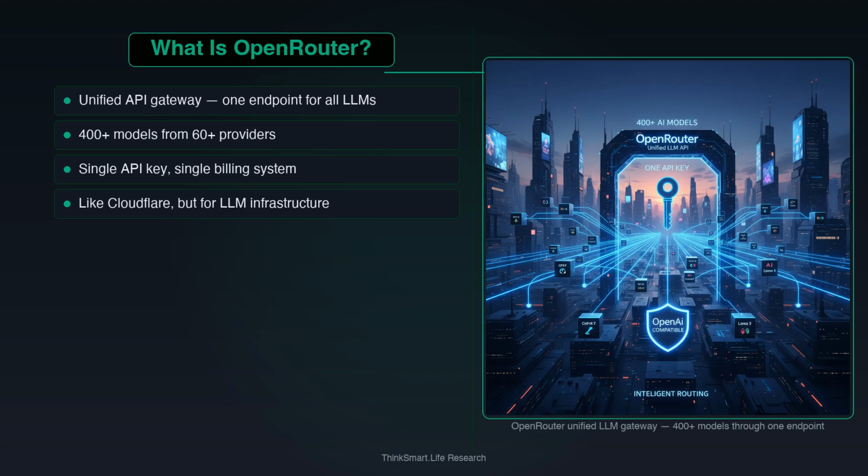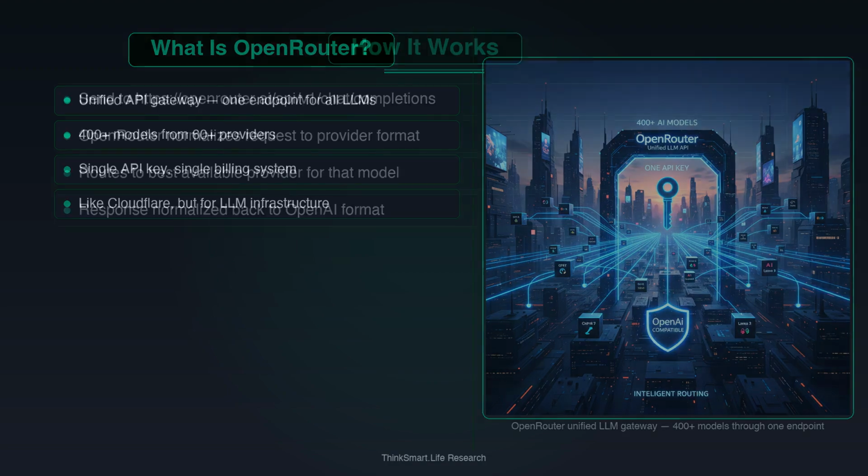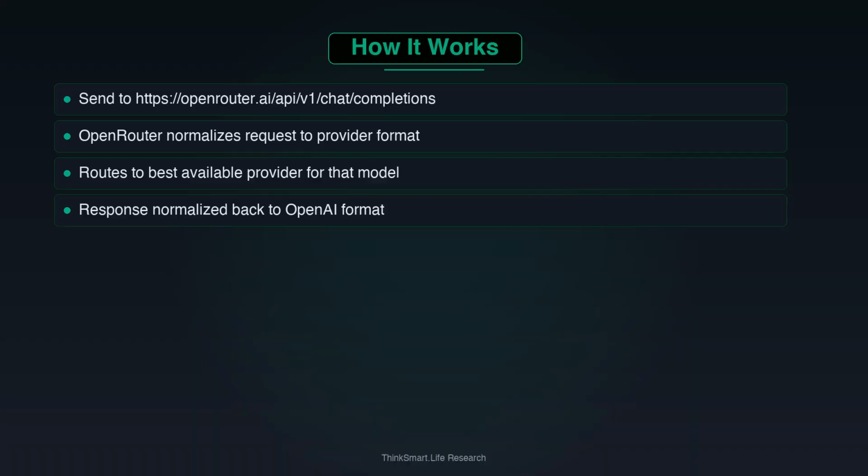The architecture is beautifully simple. You send a request to OpenRouter's single endpoint with a model identifier like Anthropic/Claude Sonnet 4, or OpenAI/GPT-5. OpenRouter normalizes your request to the target provider's format, routes it to the best available provider, and returns the response in standard OpenAI format. From your application's perspective, you're always talking to the same API, no matter which model or provider is actually serving the request.